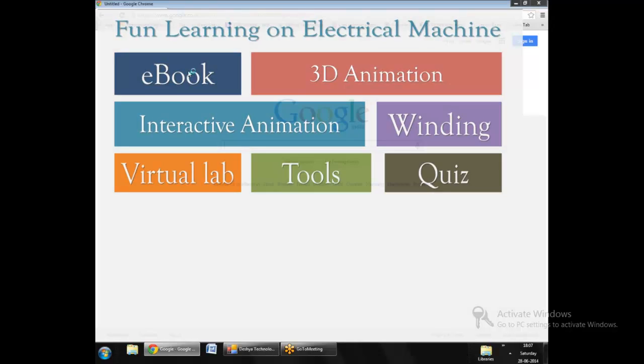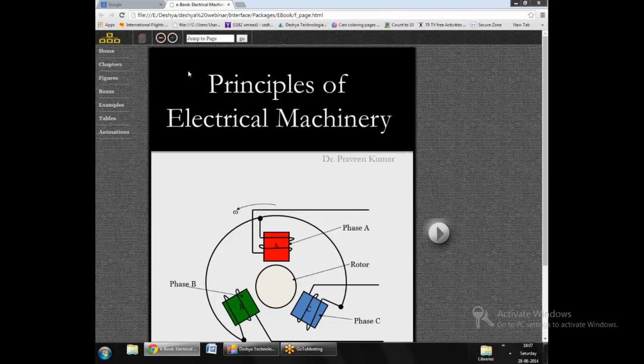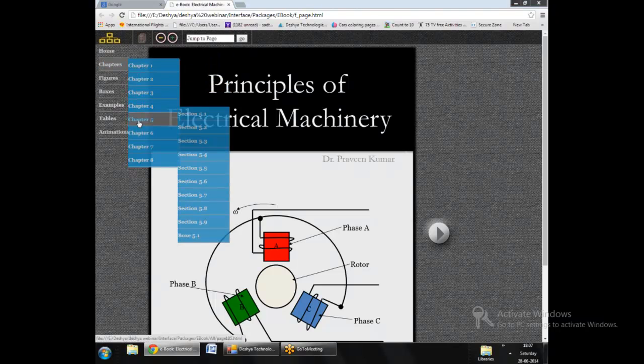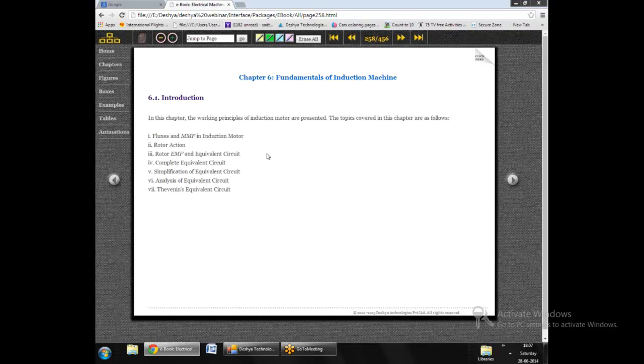Today we will be discussing the principles of electrical machinery, and our focus will be on induction machines. To start with, the basic topics that will be covered are the fluxes and MMFs in the induction machine, the rotor action, how the magnetic fields are created, how we go to the equivalent electrical circuits, and so on.